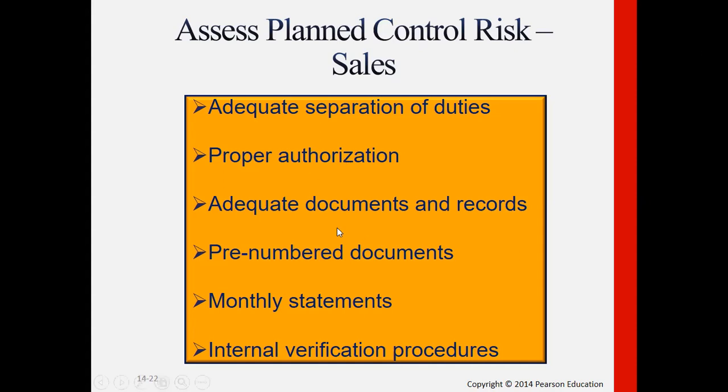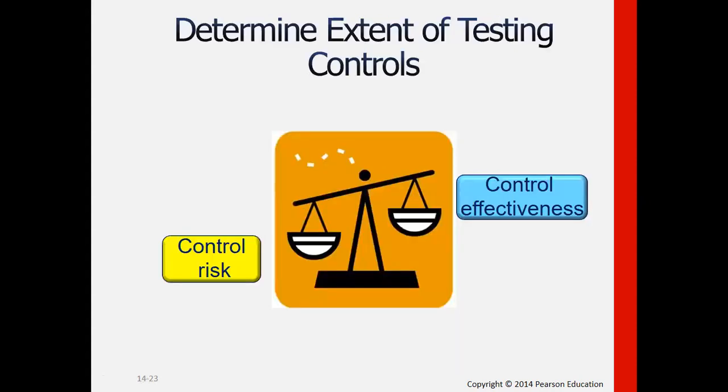Then there should be proper authorization, and documents and records should be adequate. Then the documents are pre-numbered. This one I would like to highlight. This is closely connected with the completeness assertion, because it is easier to check if certain transactions that have existed are completely recorded if they are pre-numbered. We can just trace the series. Then the monthly statements are available so that we can verify, for example, based on the listing and then based on the records. And then internal verification procedures are present. If something is happening, we can verify.